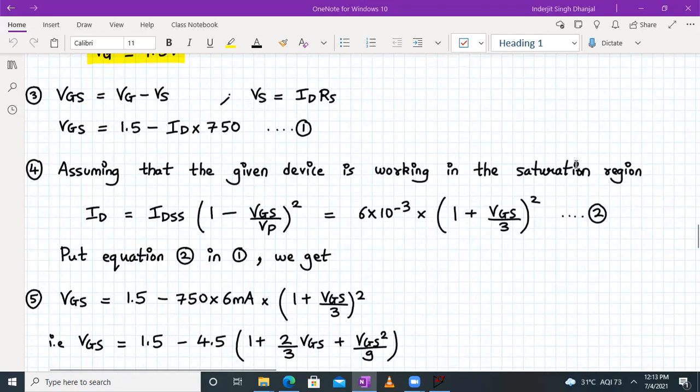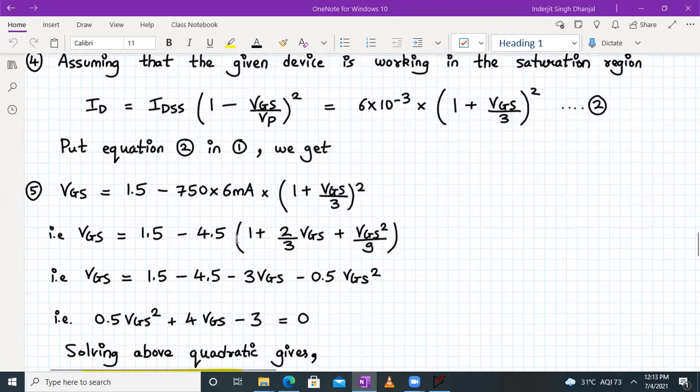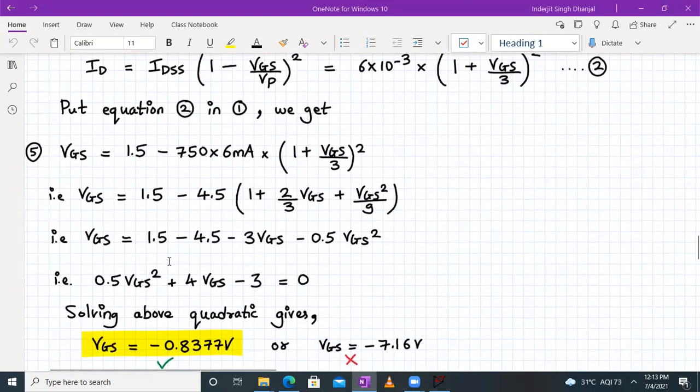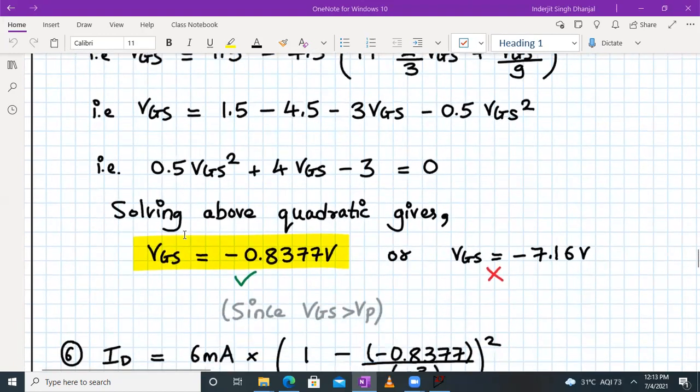If you look carefully at equation number 1 and 2, we find that there are 2 unknowns, ID and VGS. So we have to solve these 2 equations simultaneously. We put equation number 2 in 1. Putting equation number 2 in 1, we get VGS is equal to 1.5 minus 750 into 6 milliamperes into (1 plus VGS upon 3) the whole square. 750 into 6 milliamperes is 4.5, and we open the square terms. So you will get a quadratic equation in terms of VGS, which will be 0.5 VGS square plus 4 VGS minus 3 is equal to 0.